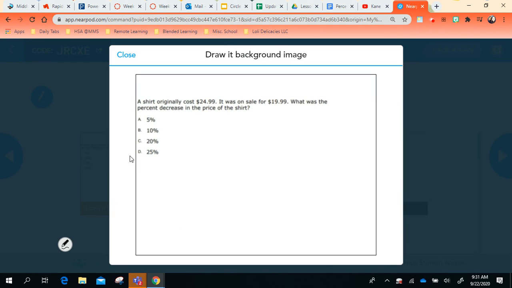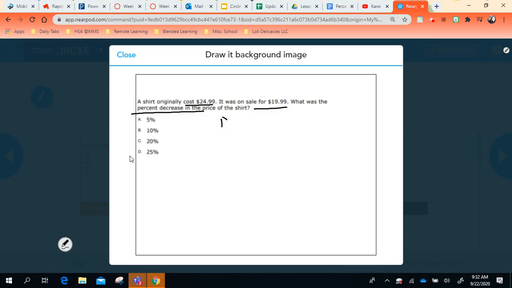Okay, problem number 2. We're going to start it together. You're going to end it on your own. It says, a shirt originally cost $24.99. It was on sale for $19.99. What was the percent decrease in the price of the shirt? So you can do this on your screen as well.